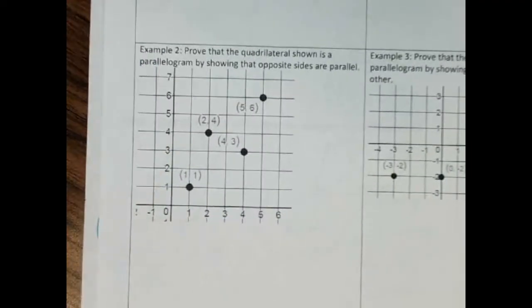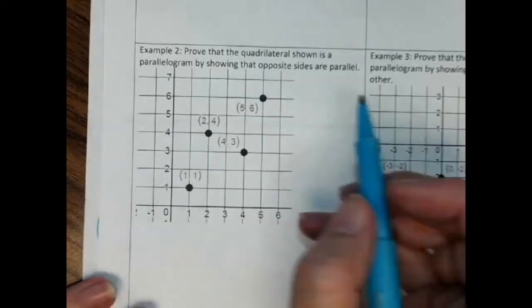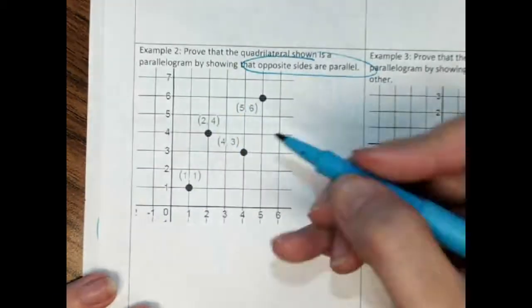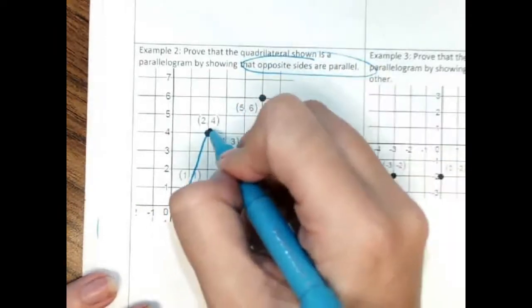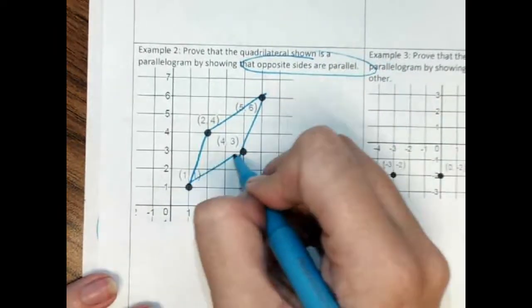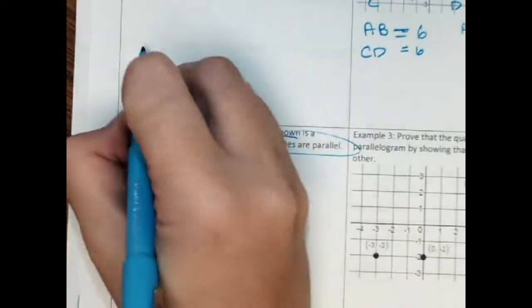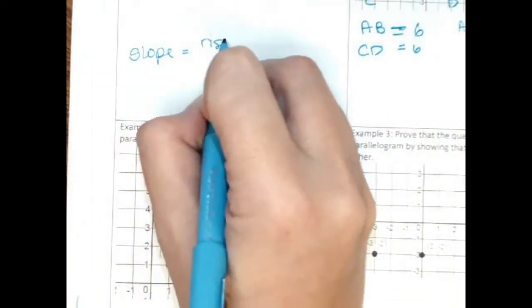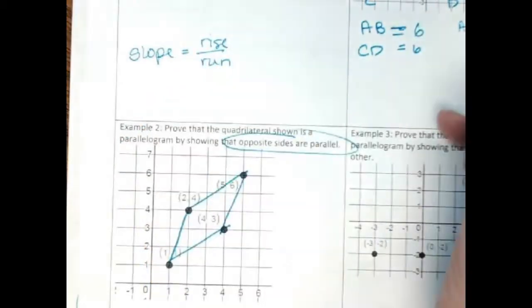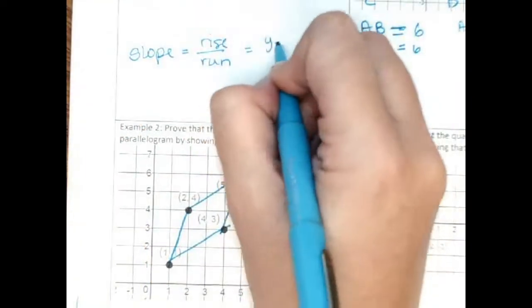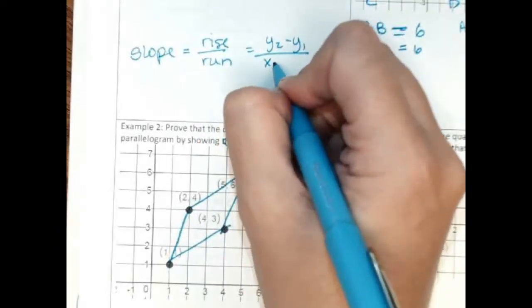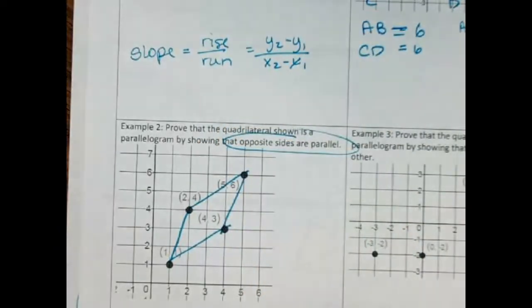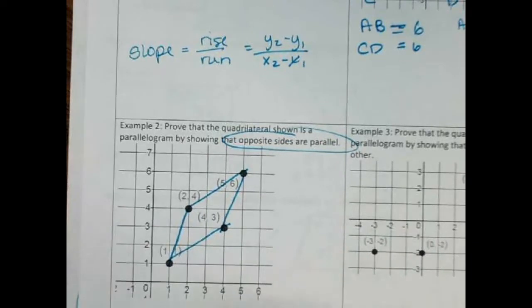Alright, so the next one I want to do is this one here. I have a different quadrilateral, and this time they want me to show that it's a parallelogram by showing that opposite sides are parallel. So I need to use slope. Let's write down and remember what slope is. Slope is going to be our rise over run. Or we can use our slope formula, which is y2 minus y1 over x2 minus x1. But I think especially if we have a graph, rise over run is just easier.